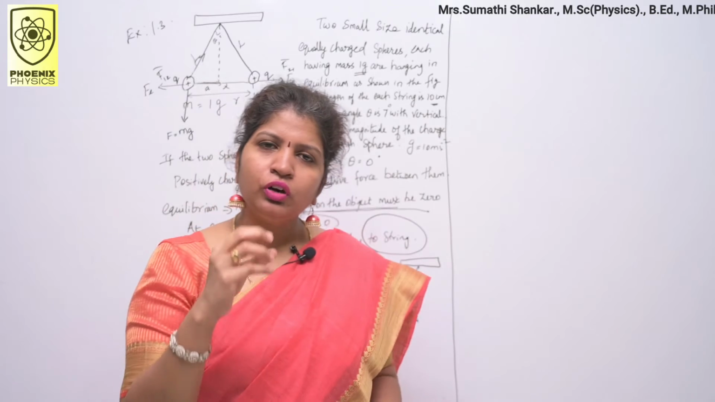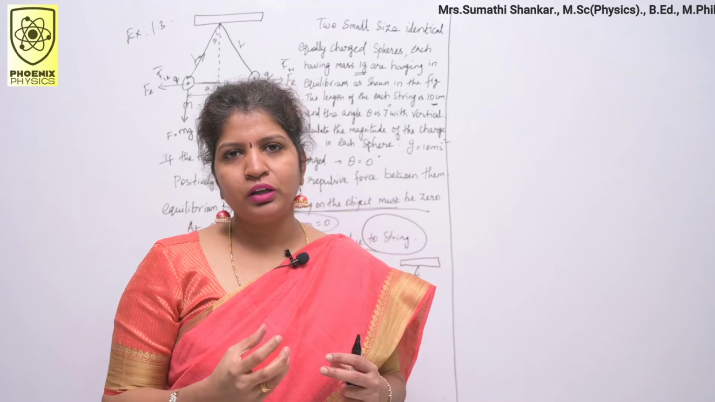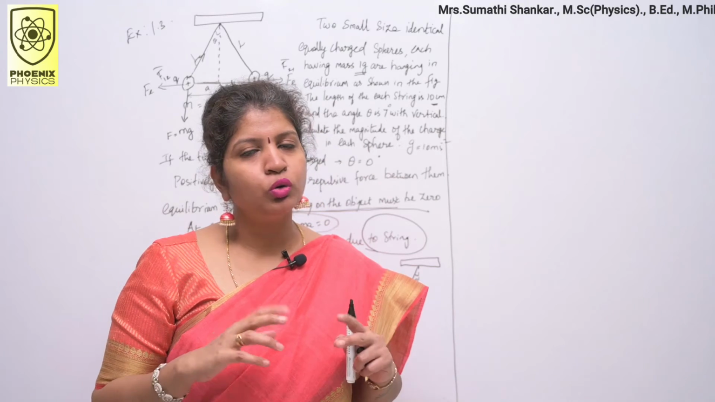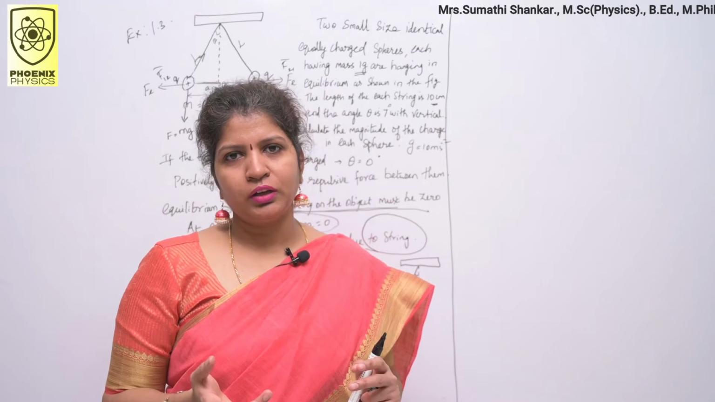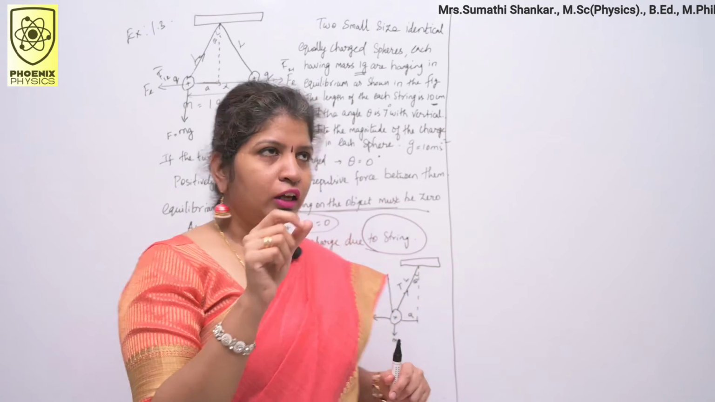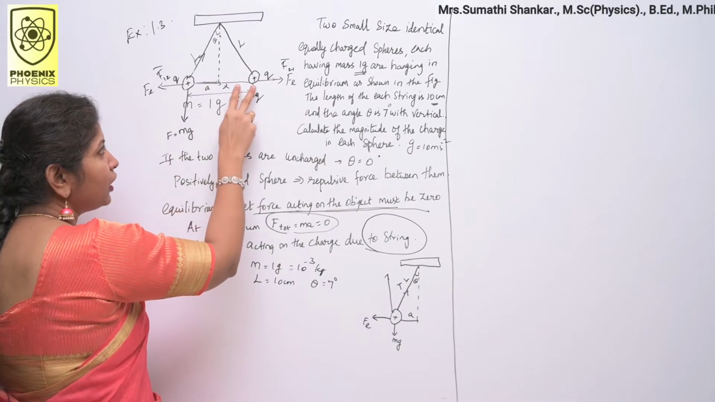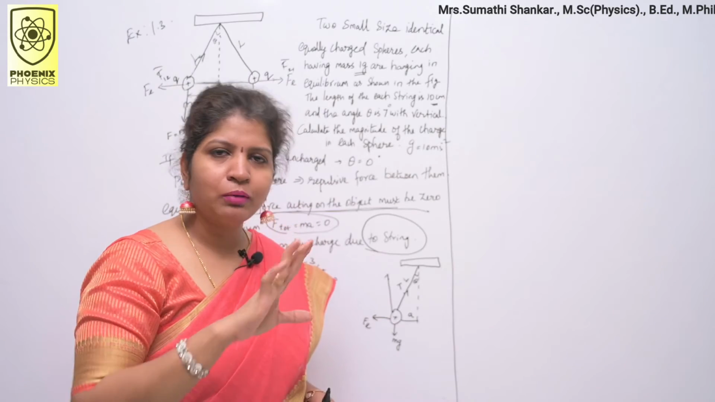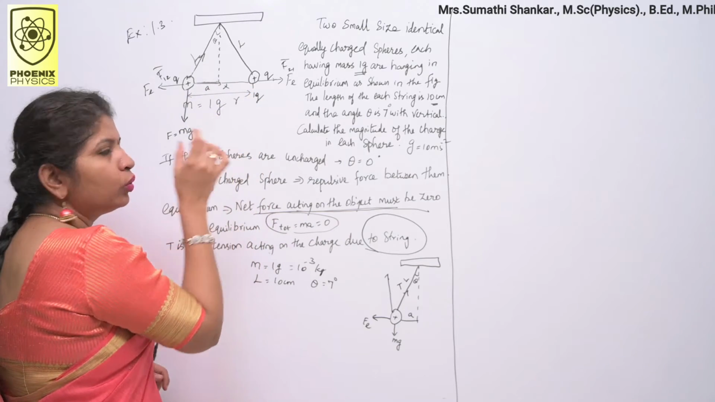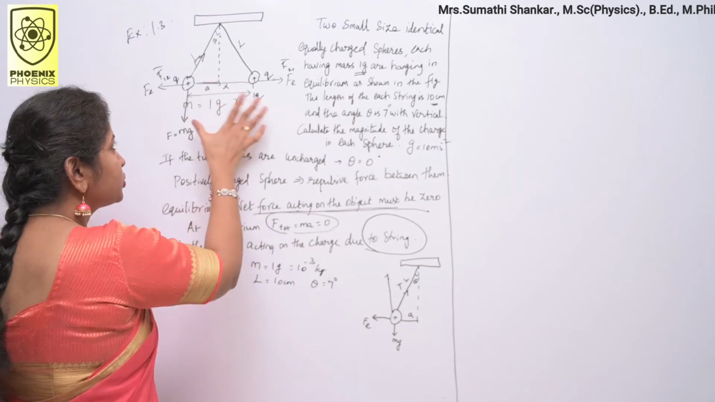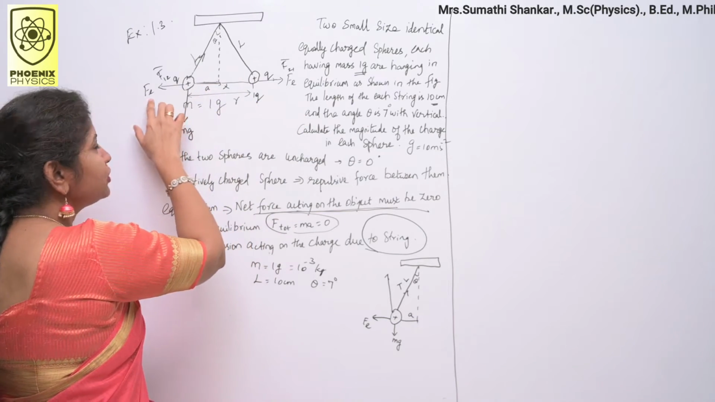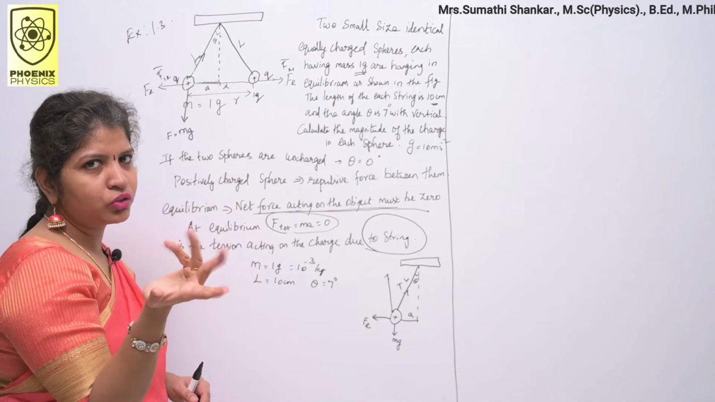Suppose you have two uncharged spheres, which means there is no attraction or repulsion, because both the spheres are uncharged. So the angle between the two is 0 degree. Here both the spheres are positively charged. You know, like charges repel each other. So a repulsive force acts between the two spheres. Just mark the force as Fe. What is this Fe? Fe is nothing but the electrostatic force.